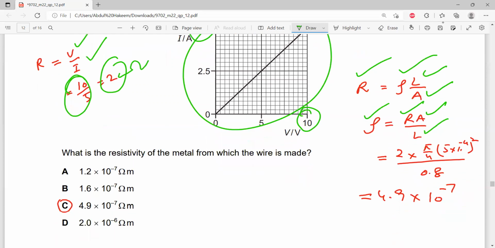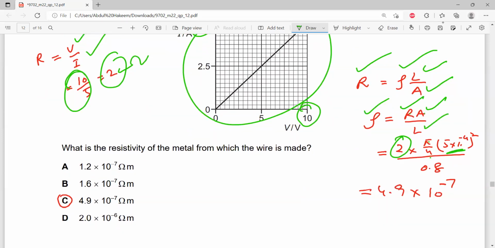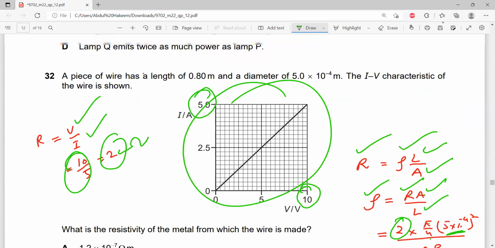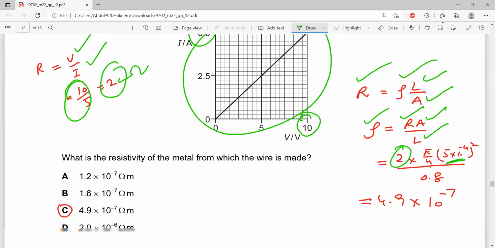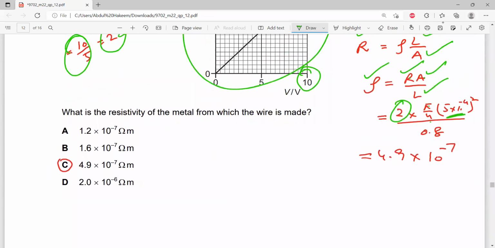Now we substitute the values. Resistance is 2. Area of the wire will be pi by 4 times diameter squared. The diameter is given here, 5 times 10 power minus 4, squared. And the length is also given, it is 0.8. So 2 times pi divided by 4 times 5 times 10 power minus 4 squared, divided by 0.8, you will get this answer. And C is the correct value then. So this is 32.